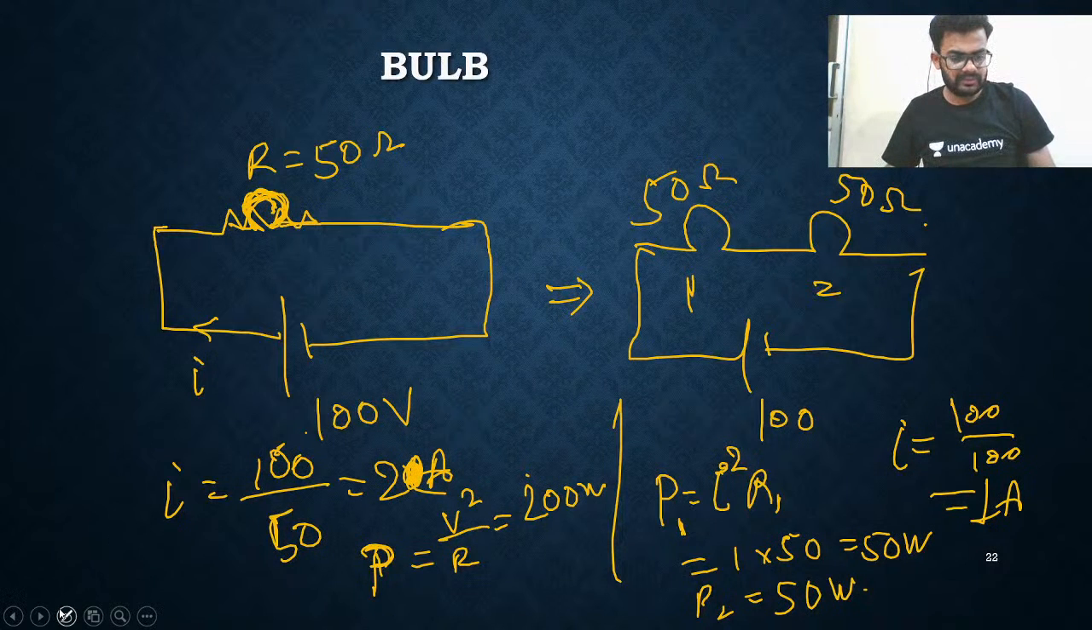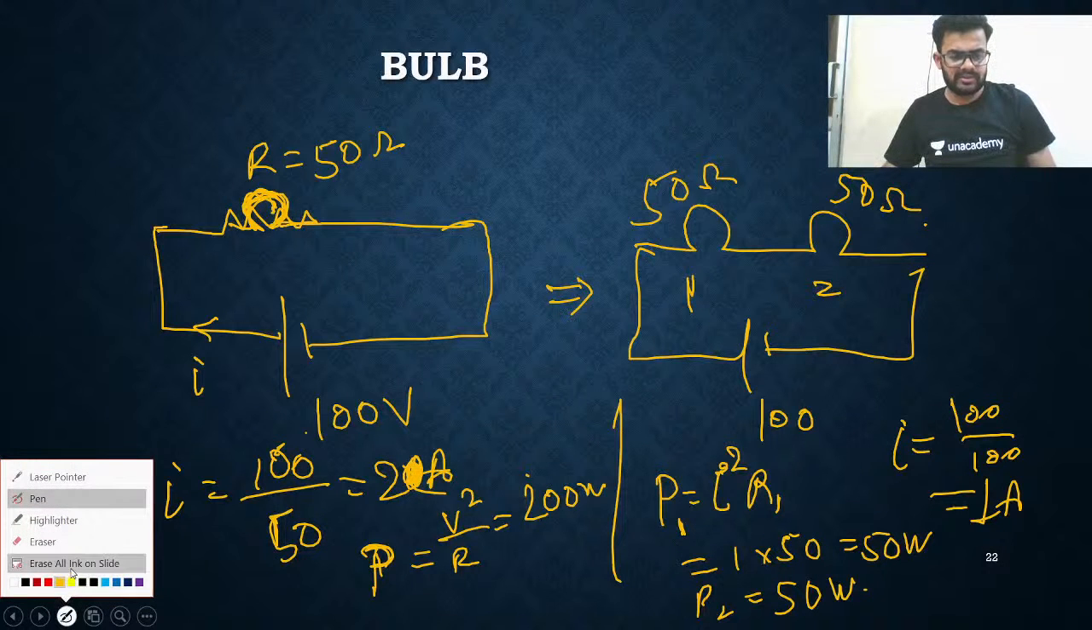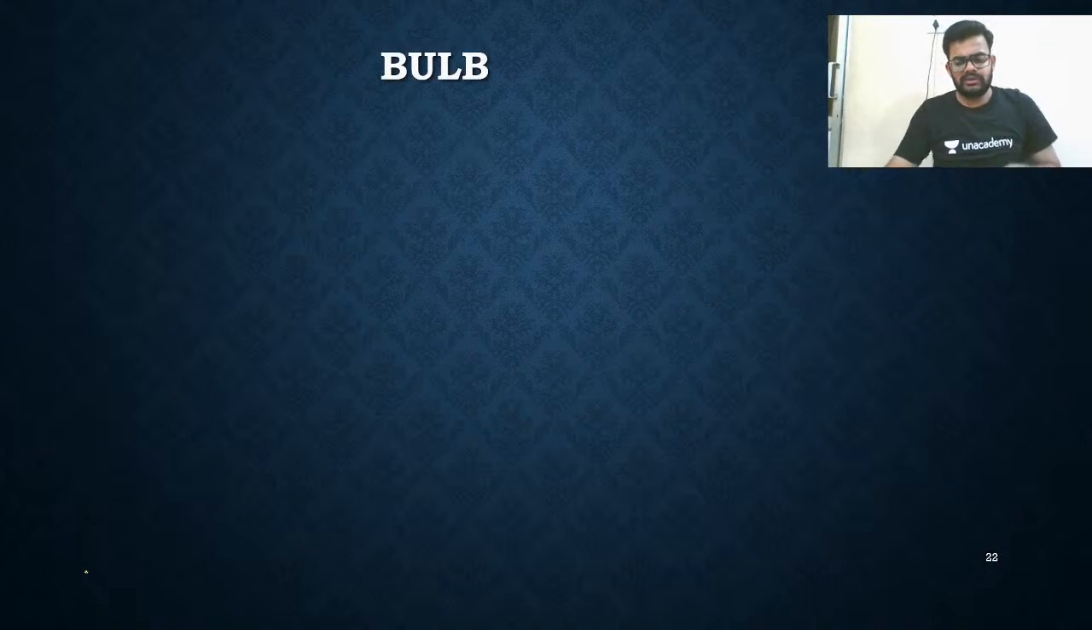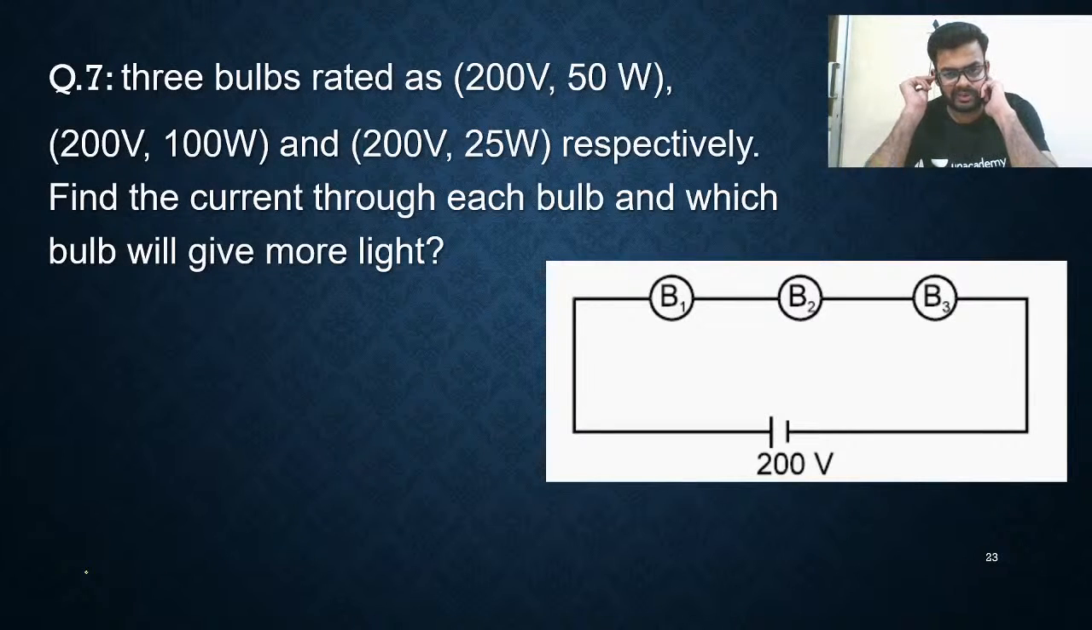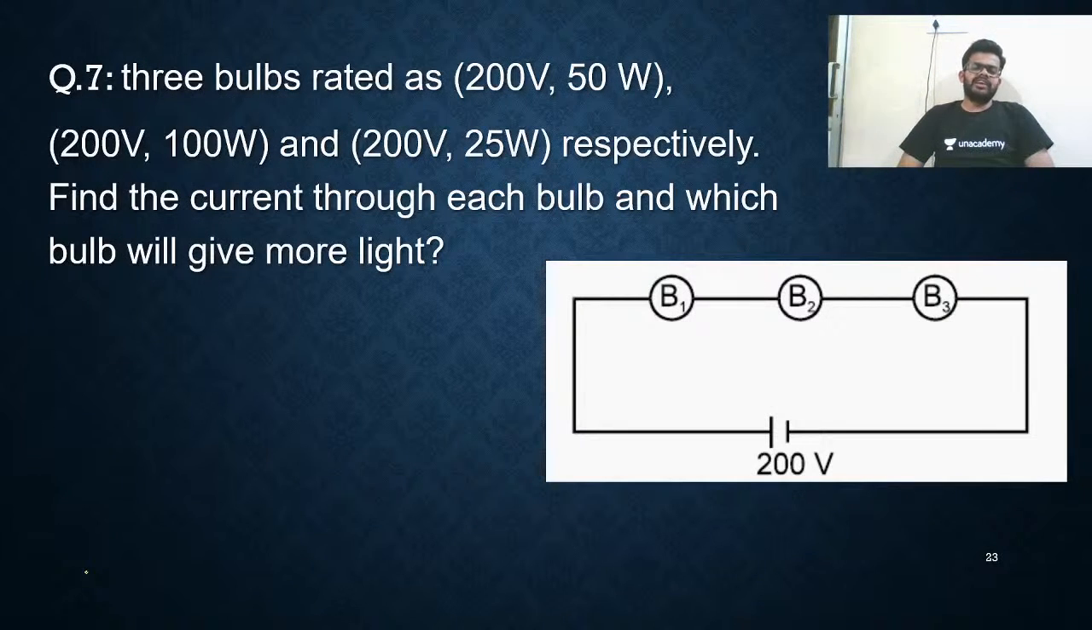Very good. So that's all. I have explained the bulb to you, and remember this. Now let us talk about this. There are three bulbs. First is rated 200 volt 50 watt. Second is 200 volt 100 watt. Third is 200 volt 25 watt. Now you need to find the current through each bulb. Which bulb will give more light? Give me the answer.